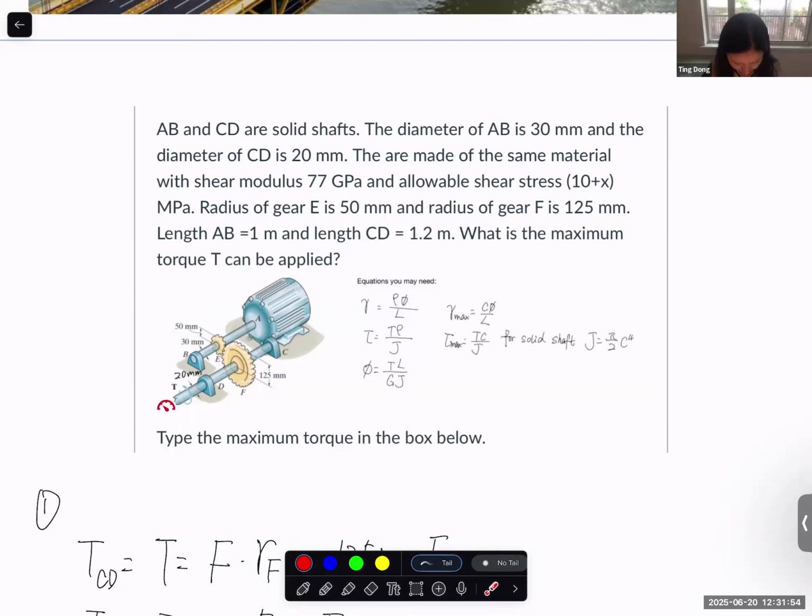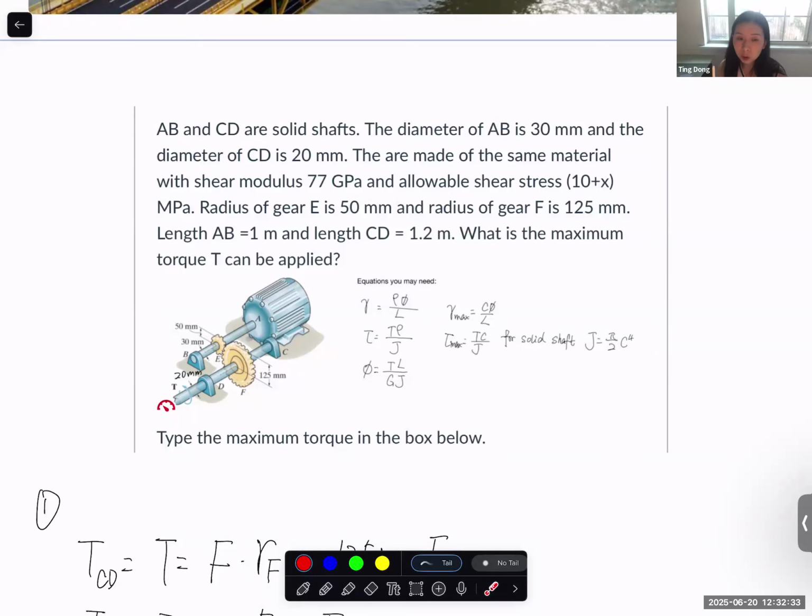The radius of gears E and F, one is 50 millimeter, one is 125 millimeter. Length AB, length CD, they're given. What is the maximum torque that can be applied? For these two shafts, AB and CD, the maximum torque is determined by which one has maximum stress, because the allowable shear stress for both sections is the same, same material. So whichever shaft reaches this allowable shear stress first determines what the maximum torque can be applied.